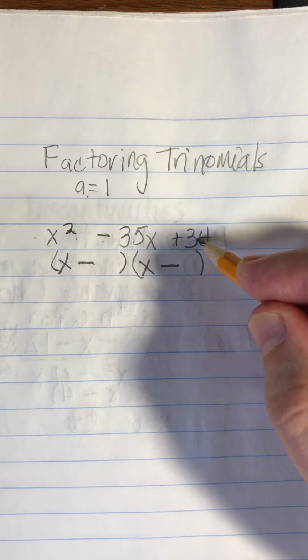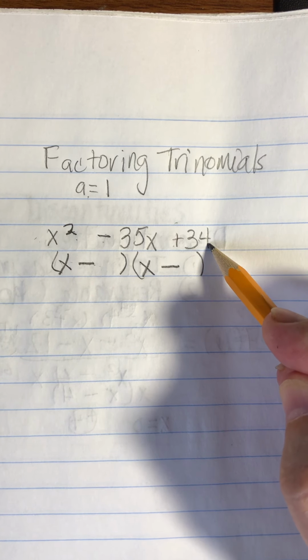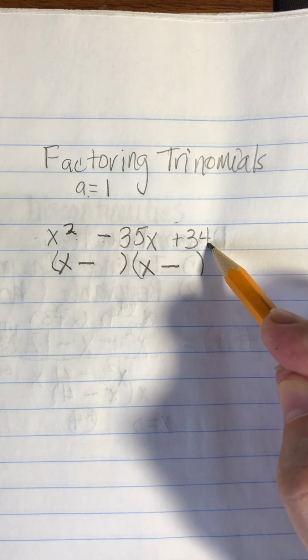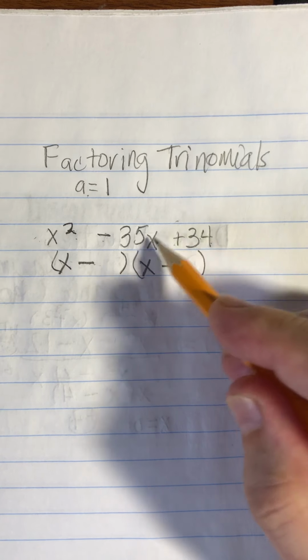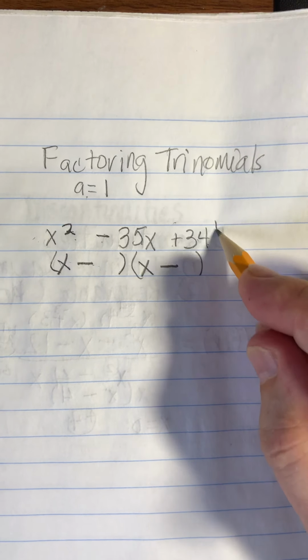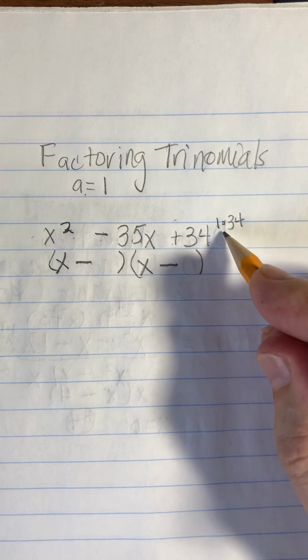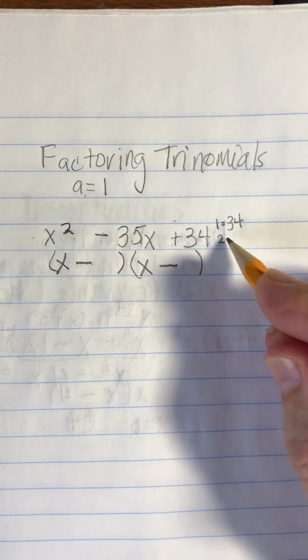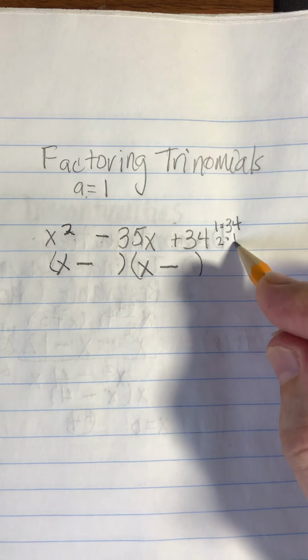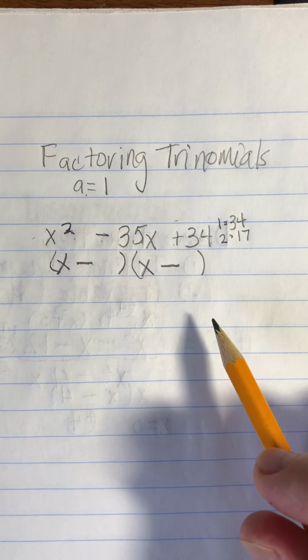Now I'd look at my numbers. My second number being 34, I need factors that will multiply to 34 and add to 35. Well, I know that the factors of 34 are 1 times 34, because 1 goes into all numbers, and also because it's even, I know that 2 will go into it 17 times. Those are all the factors of 34.